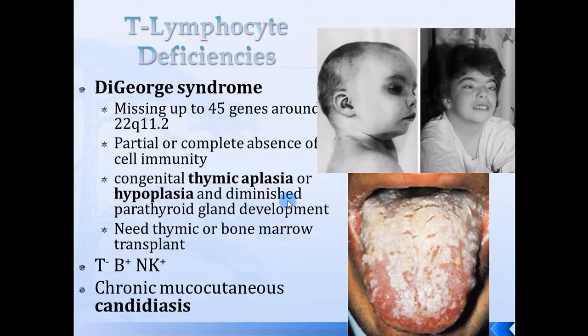These people were more susceptible to fungus, and this is an example of Candida albicans. This is actually a vaginal yeast, but this is on the person's mouth, and because they have defective T cells that can't fight off fungus, they get their mouth covered in candidiasis, which is a fungal infection.